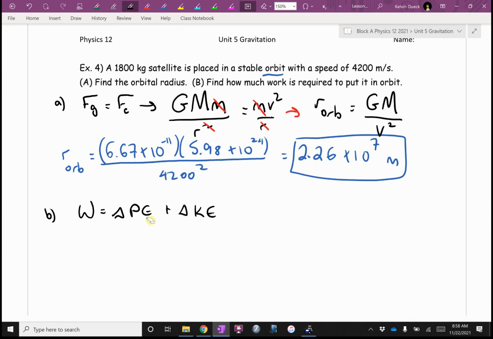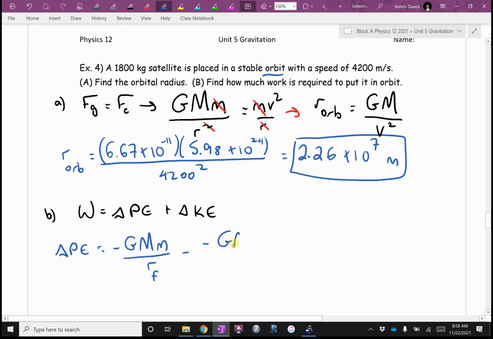I'm going to find the change in potential first, because I have this R stored on my calculator, and I think that's where I'm going to use it. So what's the change in potential? What's change in anything? This is going to be negative big G, big M, little m over our final minus negative big G, big M, little m over our initial.